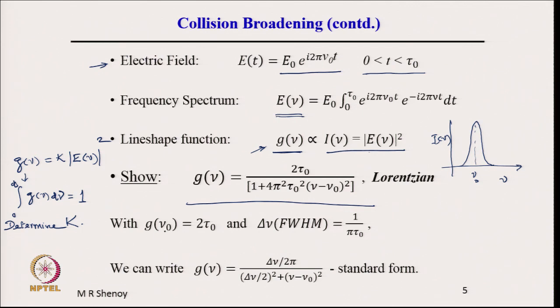The G of nu 0 is simply equal to 2 tau 0, because at nu equal to nu 0, the second part is 0. The full width at half maximum can be shown to be 1 by pi tau 0, and again if you write delta nu in terms of tau 0, you can get the same standard form of the Lorentzian here as well. Although the expression for delta nu is 1 by pi tau 0, we get the same standard form of the Lorentzian. So, please take this as an exercise and work it out.